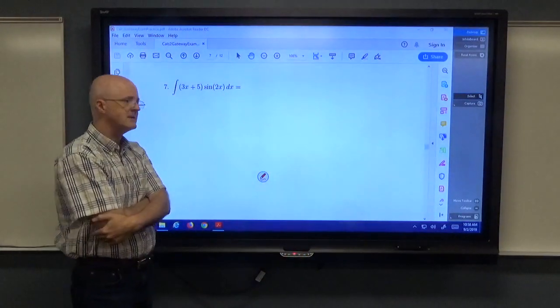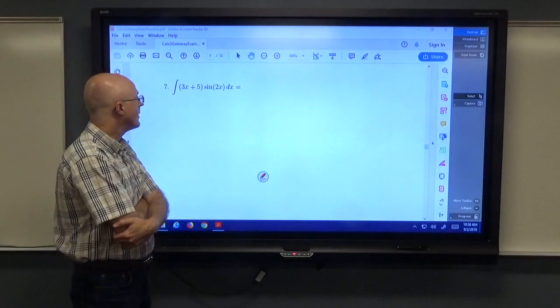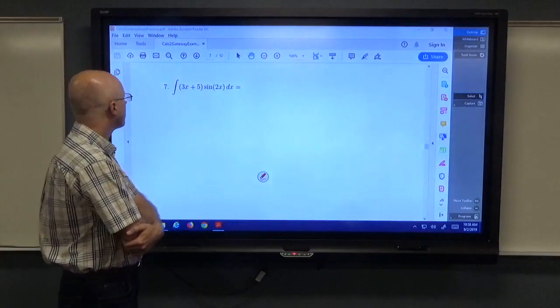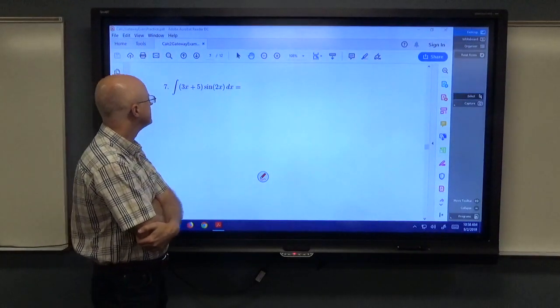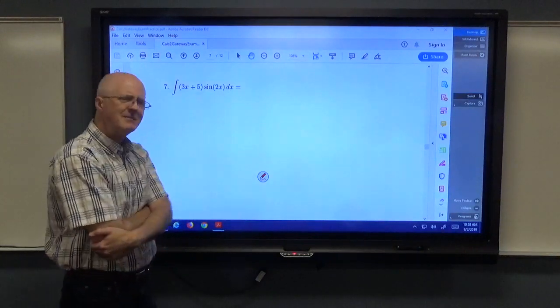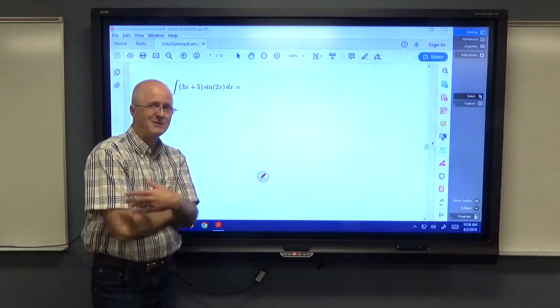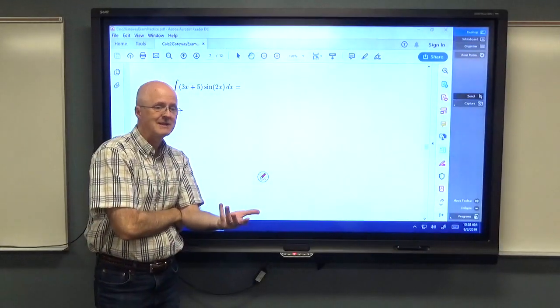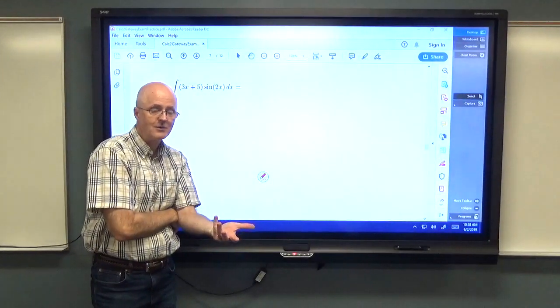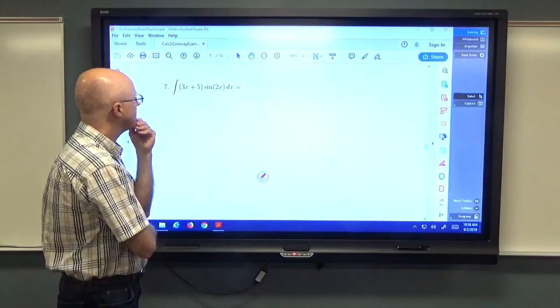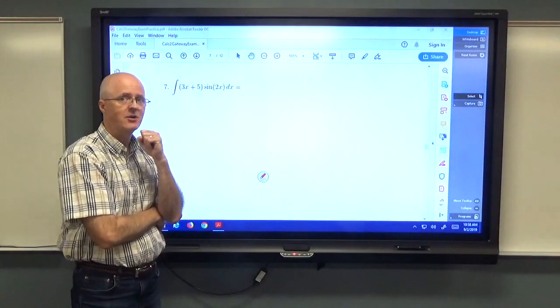You could try a substitution here. You could try u equals 2x, or maybe u equals 3x plus 5. It's not going to be as helpful as you would want. It's not that it gives you a wrong integral, a new integral, but it's not an easier integral to do. We need another technique. We need something called integration by parts.